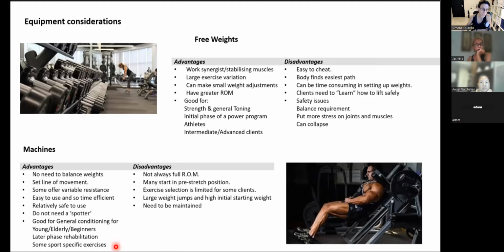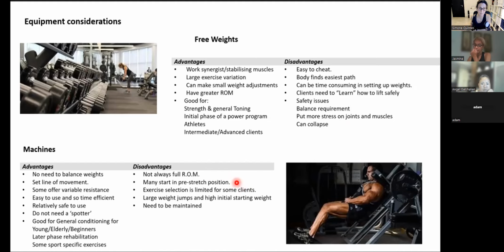It depends on what machines you have. Again, it doesn't always have full range of motion. I just mentioned it. If someone has long legs and the machine is already on the biggest setting, then you're done. So that's what it means. Okay. Many start in a pre-stretch position.